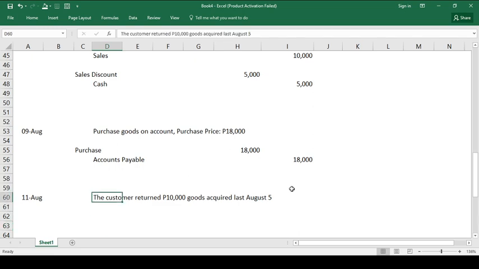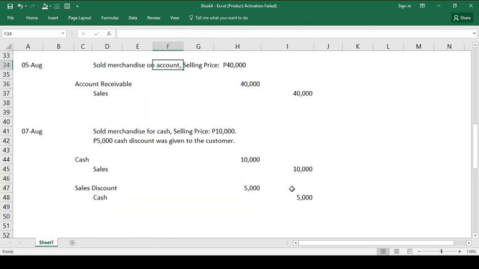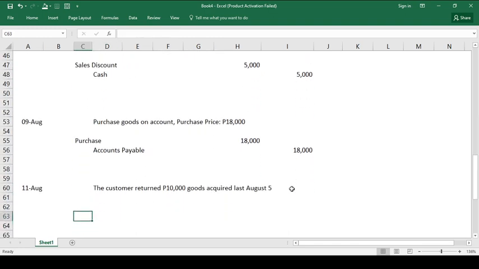Take note, the customer returned 10,000 goods acquired last August 5. Balikan po natin yung August 5. Take note, on last August 5, we sold merchandise on account for 40,000, accounts receivable po yun. So, ibig sabihin, we will debit muna sales returns and allowances, kasi meron pong ibinalik sa atin na 10,000 pesos na sales.